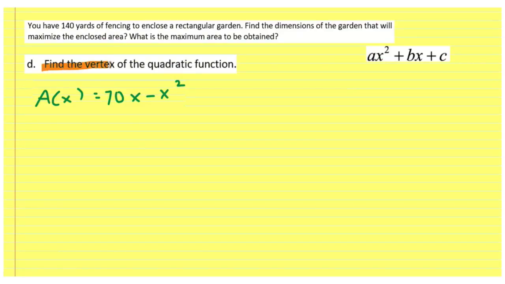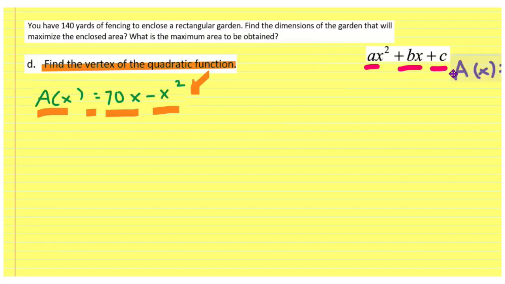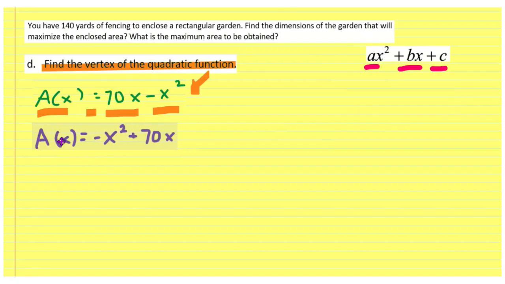Okay, part D says to find the vertex of the quadratic function. And the last step we did find A of x is equal to 70x minus x squared, which is a quadratic. It has an x squared term. So we know that it's a quadratic, and it is going to help us find the maximum area for our garden. Now, is it in perfect standard form? Standard form is ax squared plus bx plus c. No, it's not. So I'm going to rewrite it just because it makes my life a little easier, just to make sure that I can observe some things about it.